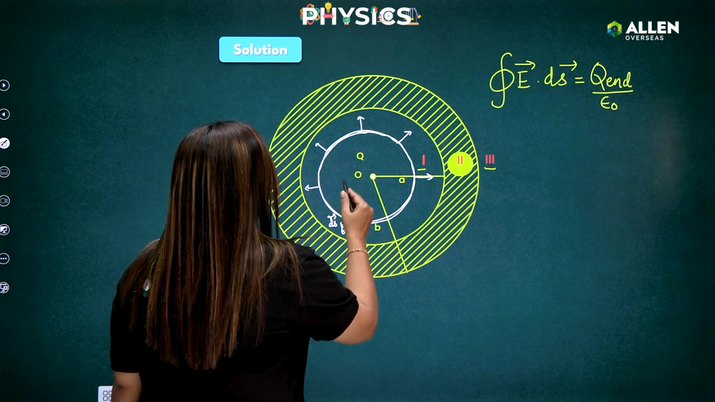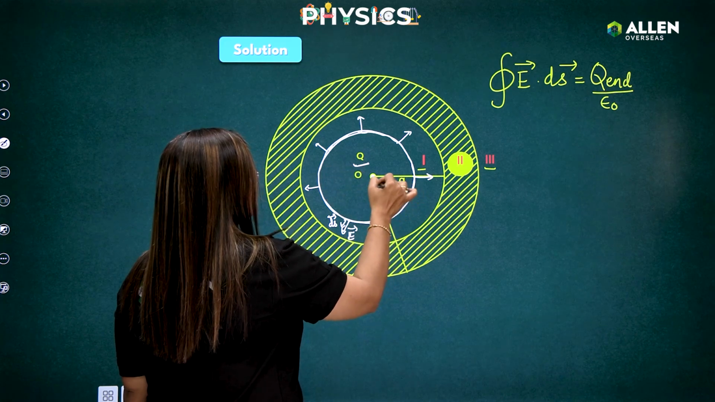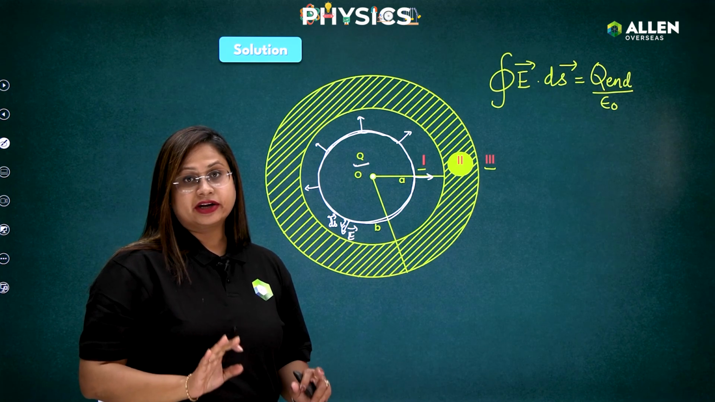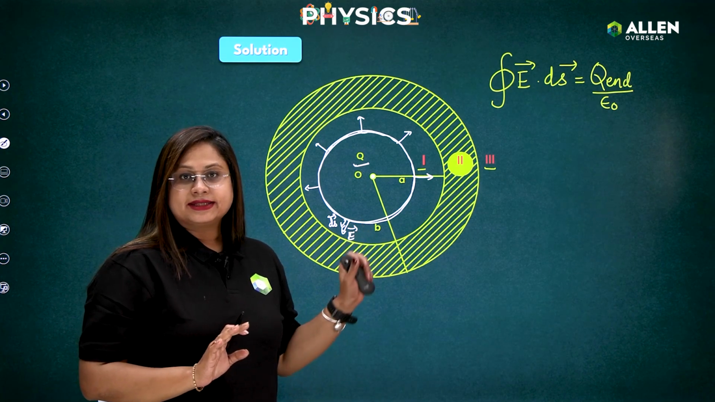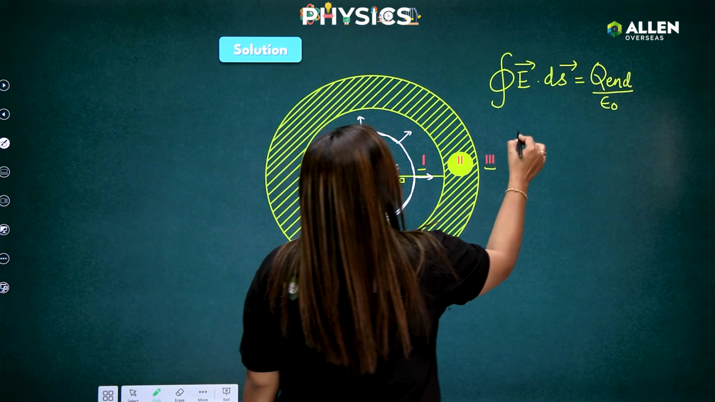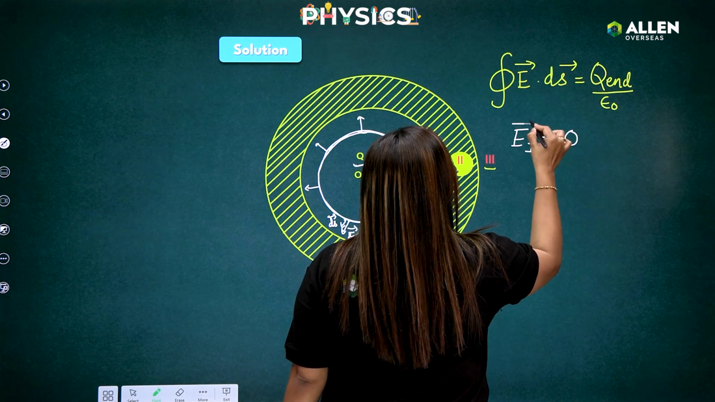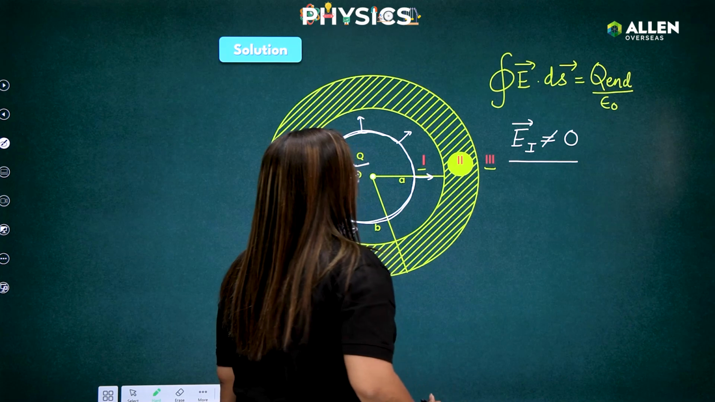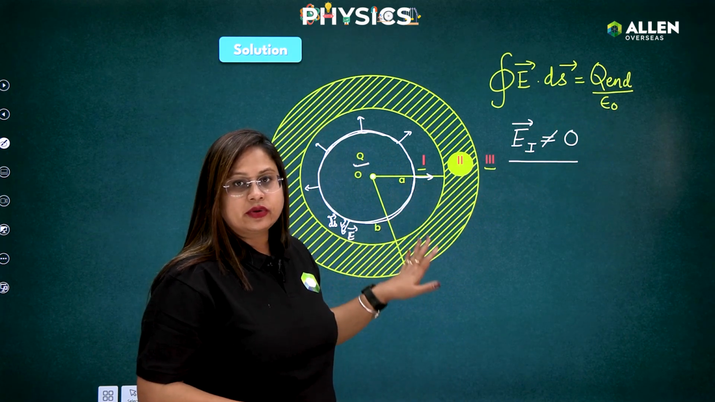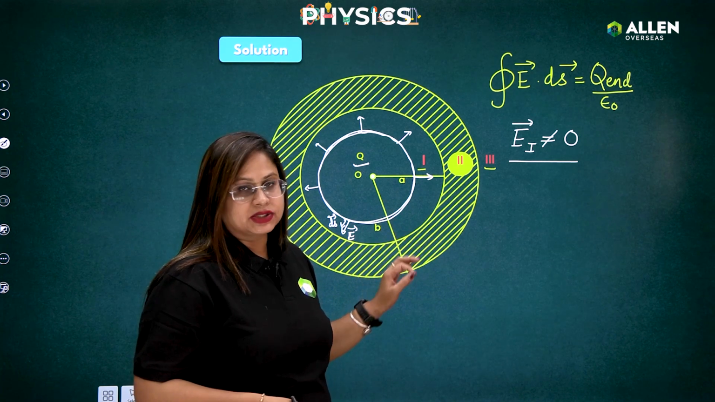So how much charge is going to be enclosed inside? Inside this Gaussian surface, the total amount of charge is capital Q. That means we cannot say that the electric field is 0 inside region 1. So we can clearly write here that E1 is not equal to 0 at this point in region number 1, because Q enclosed is not equal to 0. Now this is a very good question, because by using this we can find out the induced charges as well.